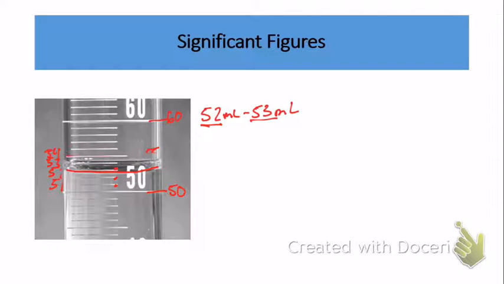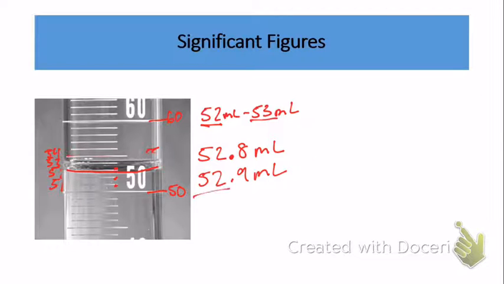So that means for certain we should agree that the volume is at least 52 milliliters. But the next digit, because there's no more hash marks to divide, we're going to have to estimate something. So we're going to have to estimate it to the first decimal place. So I'm going to estimate it's about 52.8 milliliters. And you certainly might say it's 52.9 milliliters or something around like that, okay?